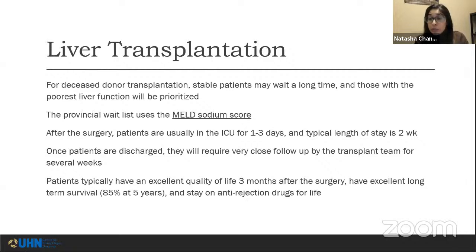In Canada, we use something called the MELD sodium score to prioritize the sickest patients to get transplanted first. Typically, patients stay in the hospital for 2 weeks after transplant and may be in the ICU for 1 to 3 days. Once they're discharged, they get very close follow-up with the transplant team. And after around 3 months, most patients are back to an excellent quality of life.